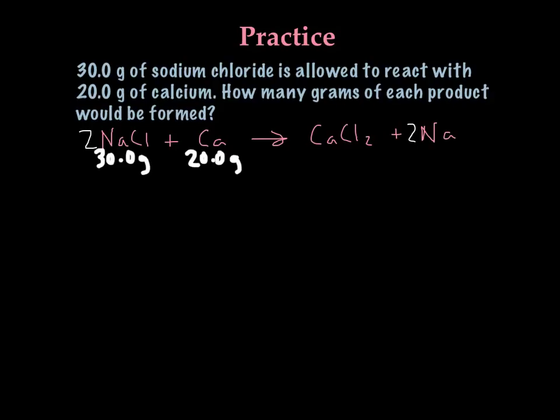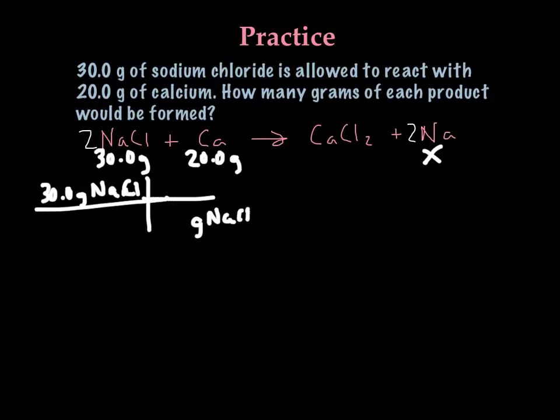So here's what we need to do. We need to do an action line starting with 30 grams of NaCl. And then we're going to pick a product to go to. I'm just going to pick this one right here. And so when we do that, we do grams of NaCl to moles of NaCl. 1 mole is, I believe, 58.44 grams. And then we continue on.